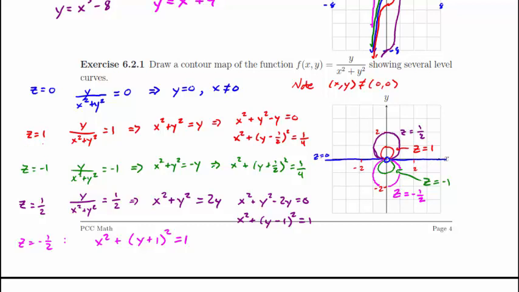Now if z equals 1, we get y over x squared plus y squared equals 1. This implies that x squared plus y squared equals y, which implies that x squared plus y squared minus y equals 0. If I complete the square here, I get x squared plus, parentheses, y minus 1/2, quantity squared, equals 1/4. I'll just add in a quick descriptor here.